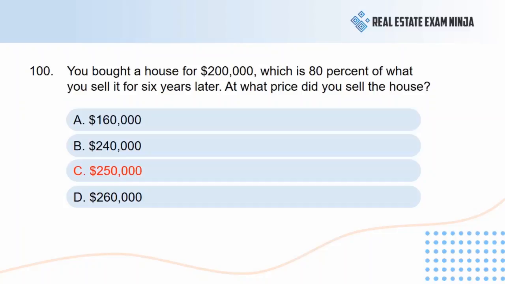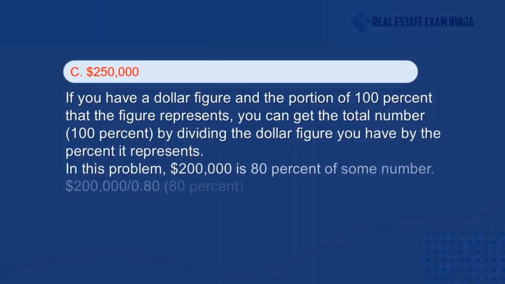The correct answer is C. If you have a dollar figure and the portion of 100% that the figure represents, you can get the total number, 100%, by dividing the dollar figure you have by the percent it represents. In this problem, $200,000 is 80% of some number. $200,000 divided by 0.80, 80%, equals $250,000.